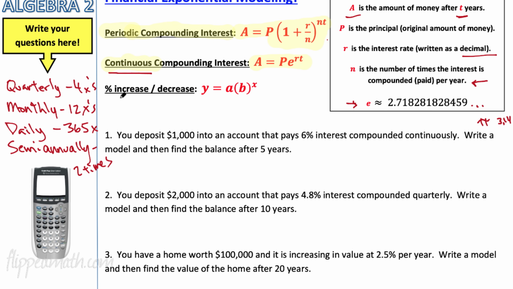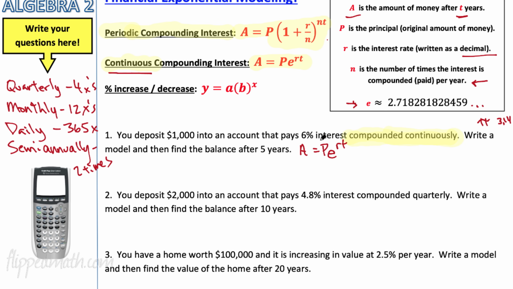So let's look at the first one. We're going to deposit $1,000 into an account that pays 6% interest compounded continuously. So the first thing I'm going to do is highlight this part right here, because that is the most important part. It's compounded continuously. So that tells us we're using the second formula. A equals, I'm going to write this down, A equals P e raised to the rt power.